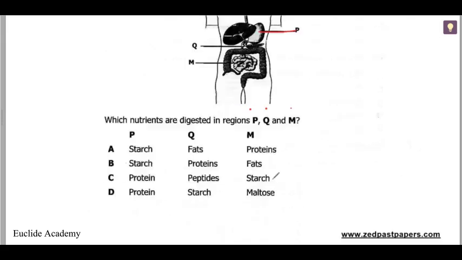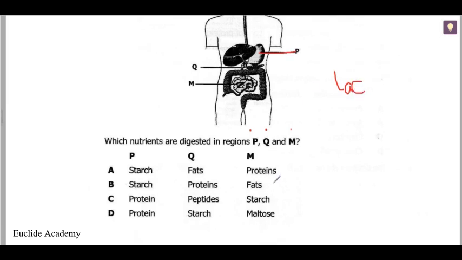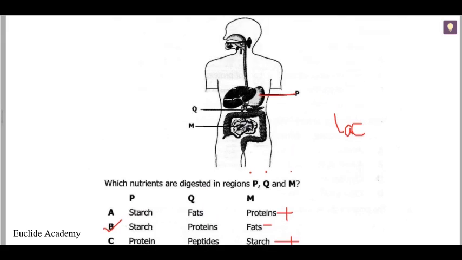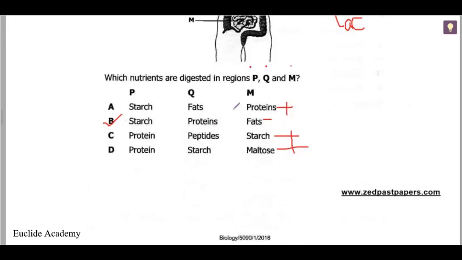So which nutrients are digested in the regions? In M, the small intestine, we've got the lacteals and the lymph system or lymphatic system. These absorb fat pretty well. So in M we have fats, which eliminates protein, starch, and maltose. So that leaves us with only B as the correct answer here. So that is where we have nutrients digested: proteins in Q, and in P, starch, and then proteins there.